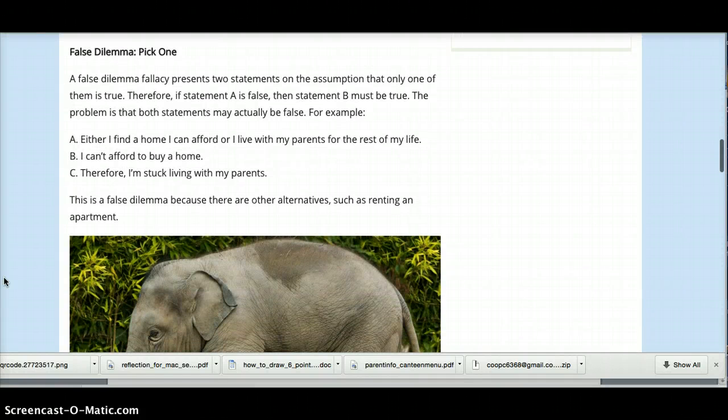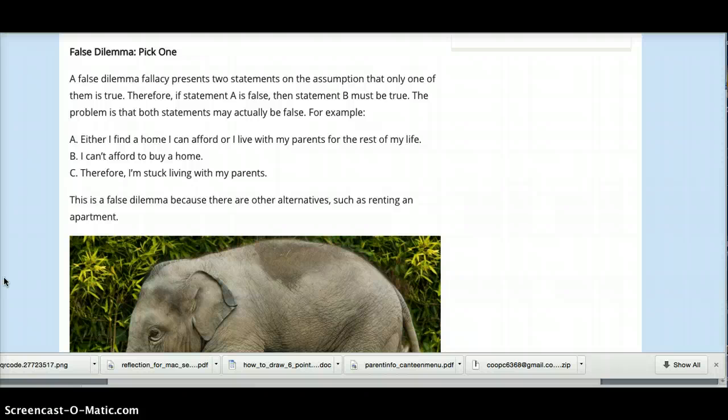False dilemma. So this is where it presents two statements on the assumption that only one of them is true. So therefore, if the first one is true, then the second one must be true. Sorry, if the first one is false, then the second one must be true. However, both statements may actually be false.